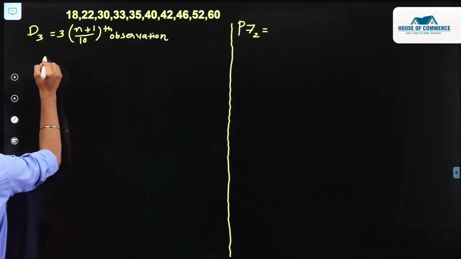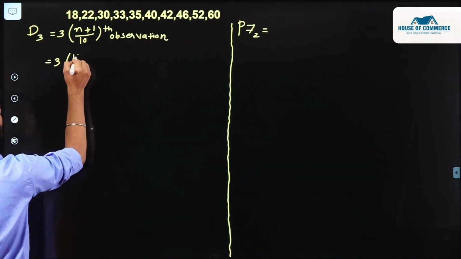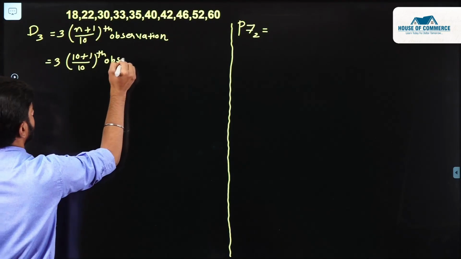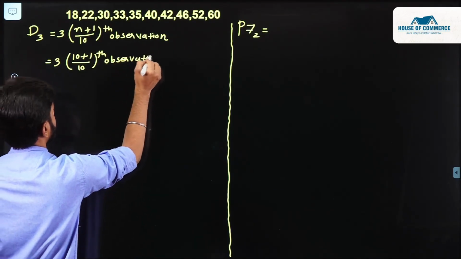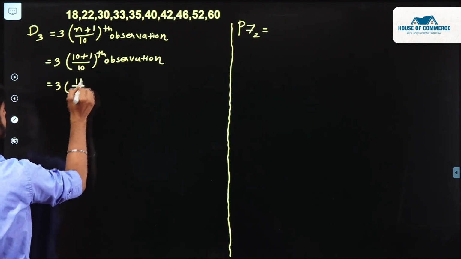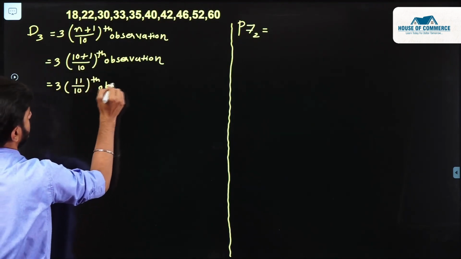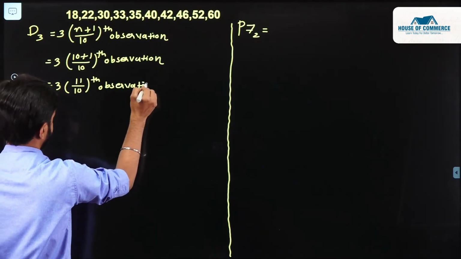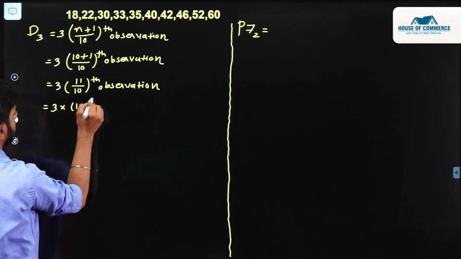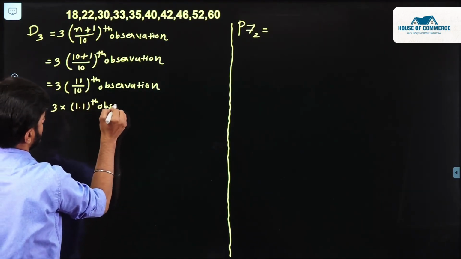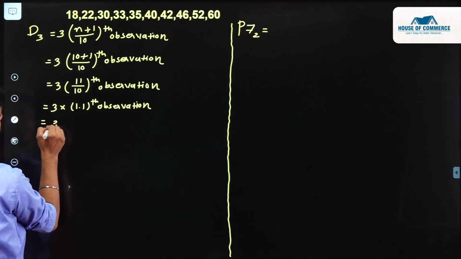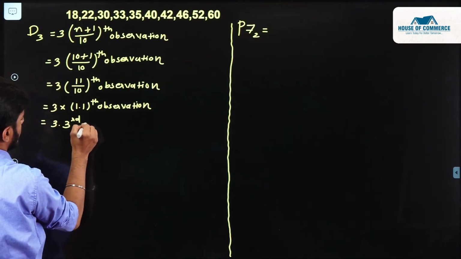So it is 3(n+1)/10th observation, where n is 10, so n plus 1 is 11. It is 3 into 11 by 10, which is 33 by 10, the 3.3rd observation.